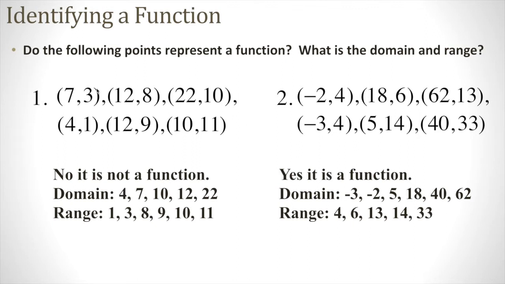The first one is not a function. The reason why is because the input of 12 has two different outputs here. This one on number 2 is a function. Now, one thing I forgot to ask you to list is the domain and the range. Remember that domain is always our x values: 7, 12, 22, 4, 12, and 10. Notice how I just list the 12 once. There's no need to list it twice. It's kind of redundant. The range are all of the y values, all of our output values.